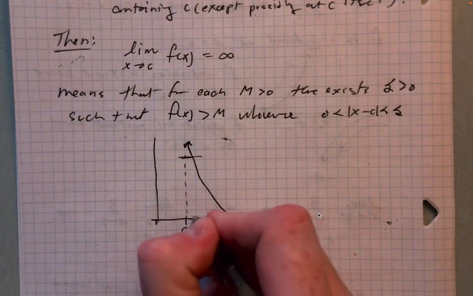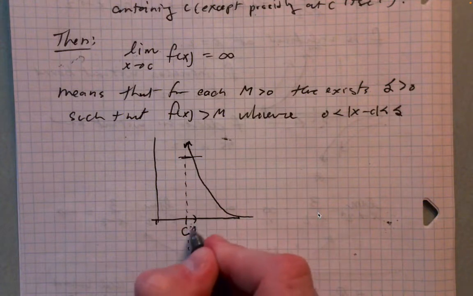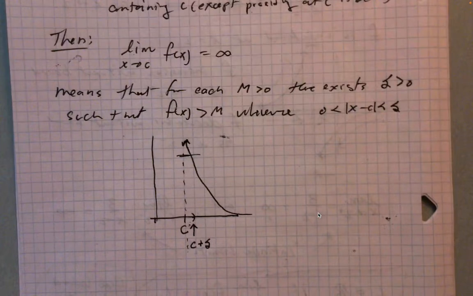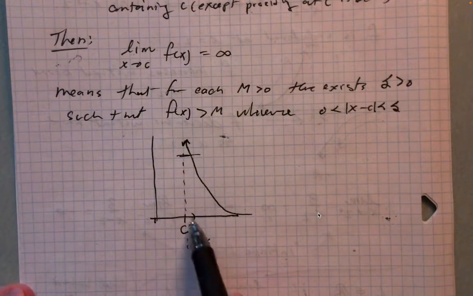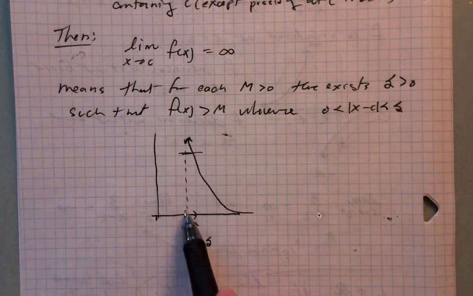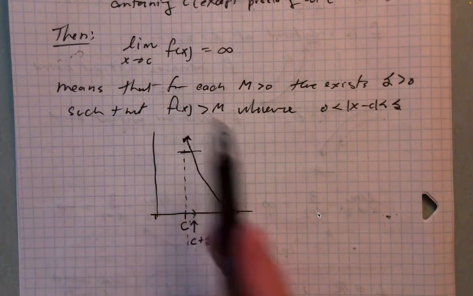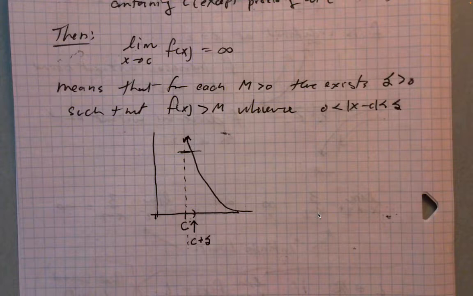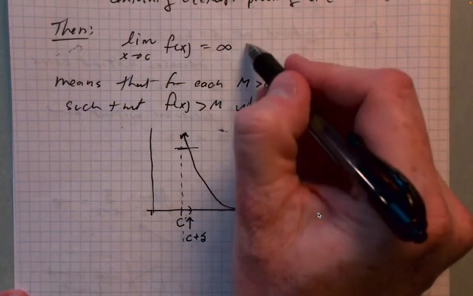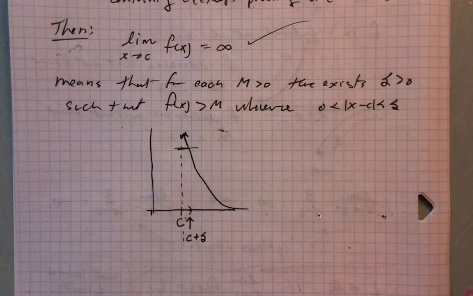And so what that's going to mean is that I need to find some delta that's really small, and hence is going to create a number x that is very, very close to c, right? So basically what it boils down to is that as I get infinitely close to c, the value of the function has to get infinitely large. And so that's the idea with the infinite limit.